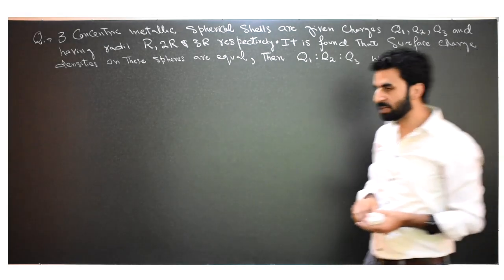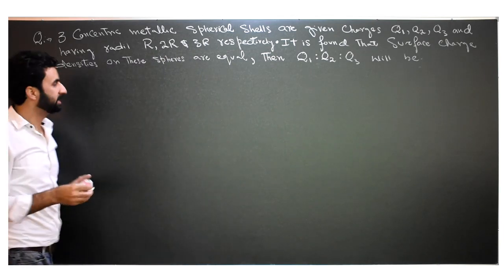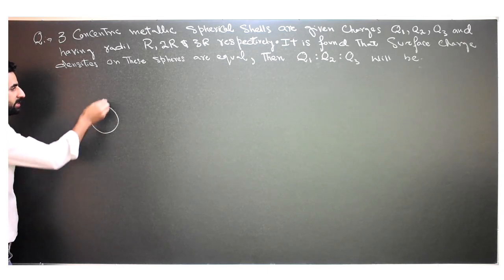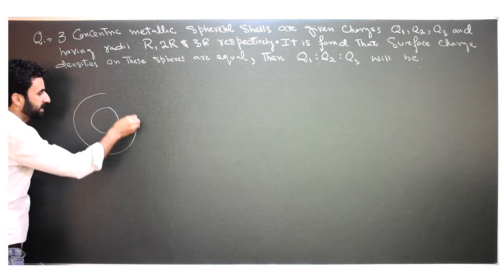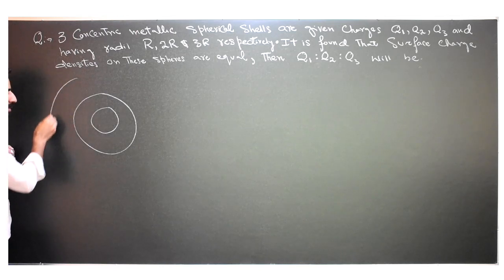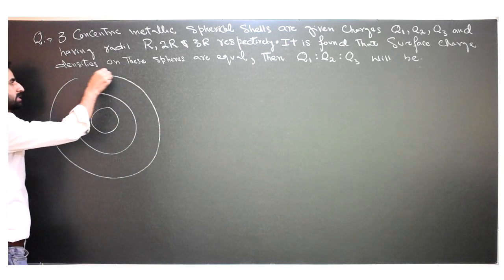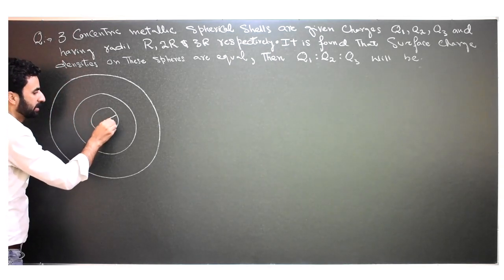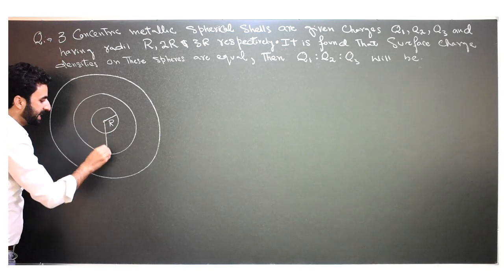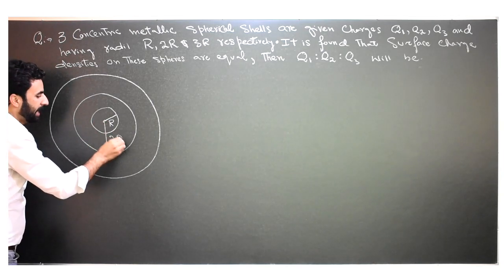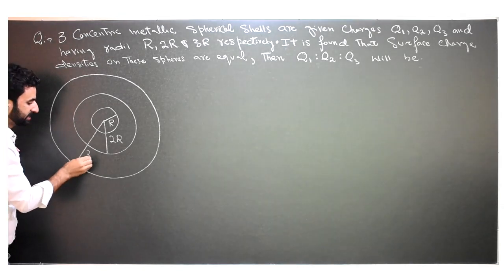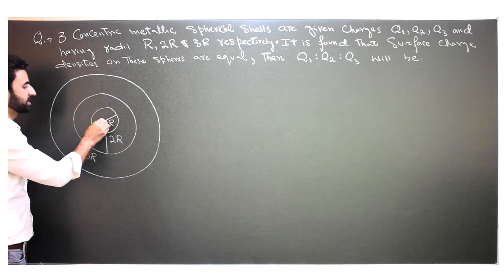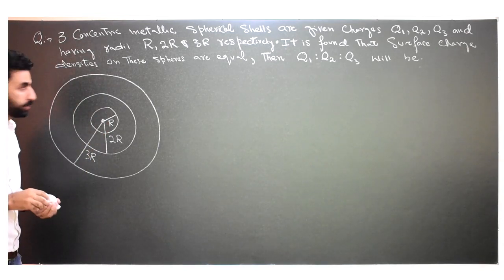So let's make the diagram for this particular problem. Suppose this is the first spherical shell having radius r. These are three concentric spherical shells we have to show. The radius of the first shell is r, the radius of the second shell is 2r, and the radius of the third shell is 3r.